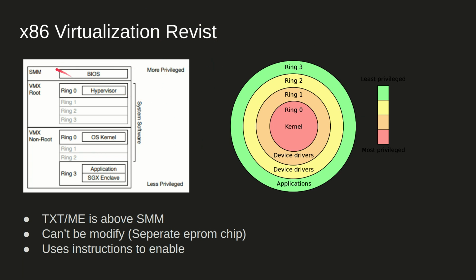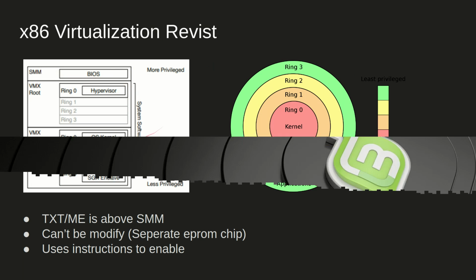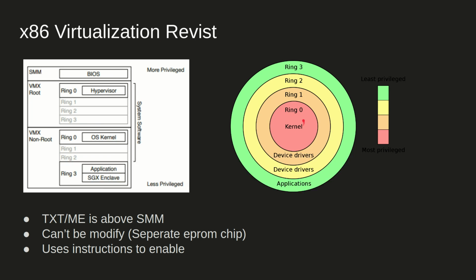When it boots up, the BIOS boots into just the standard ring 0. Ring 0 is just a standard kernel. Then the kernel creates the root. The root then creates the VMX host. Or was it the non-roots? And the non-roots are basically the different virtual machines.